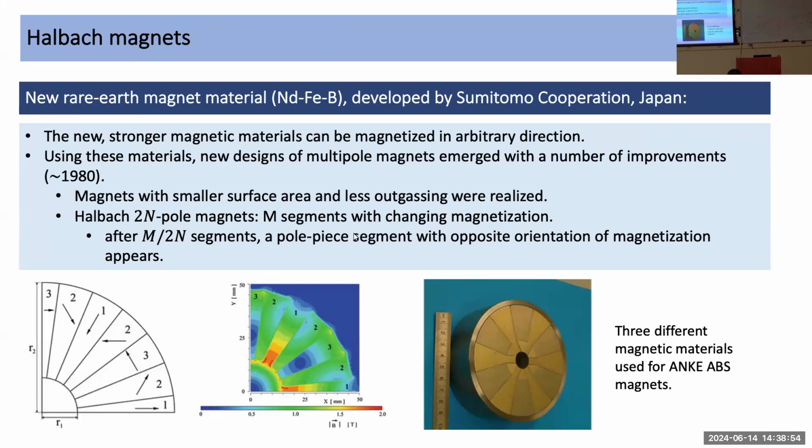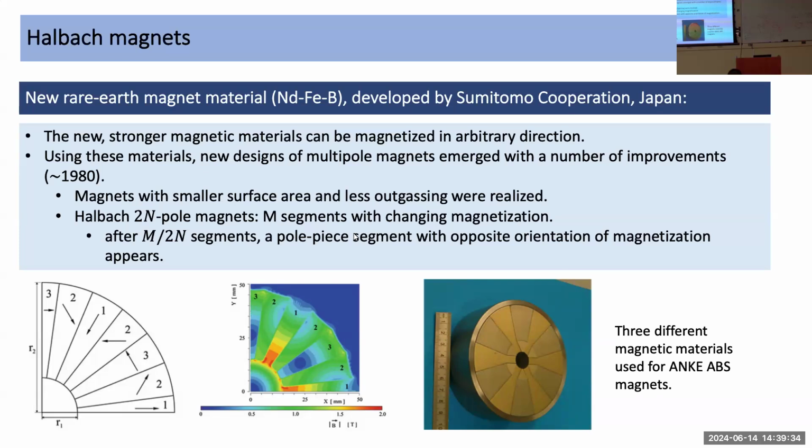Since then, there have been developments, basically rare earth material, so-called neodymium iron boron magnets. They were developed by Sumitomo, and I think all the current magnet manufacturers that make them basically have the rights to do so from Sumitomo. These magnets allowed a new type of design because you can magnetize them in arbitrary direction, and you can cut them without losing anything on the surface, somehow on the magnetization. So that means you can now do magnets with smaller surface area and less outgassing.